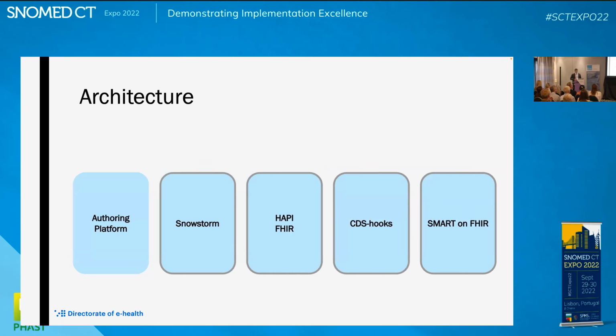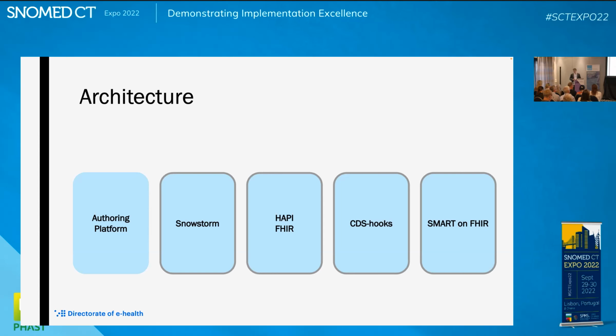The architecture of what we're doing: we're using the authoring platform, of course, to create our content. We're using Snowstorm. We are using both the international managed service Snowstorm, where we create our edition, and a local or national Snowstorm, where we both distribute that content and add on content in the form of reference sets and mappings and these expressions.